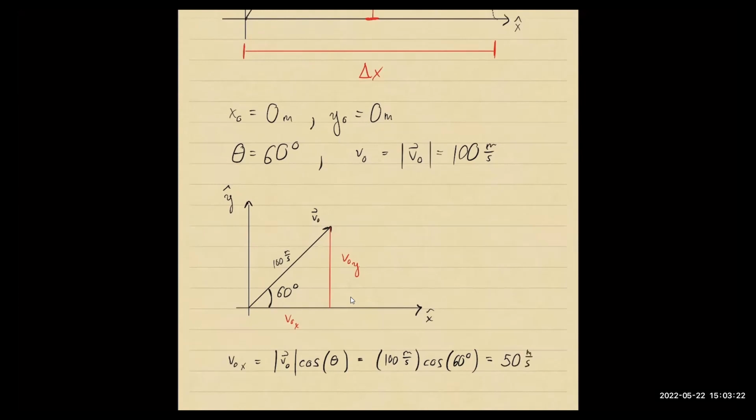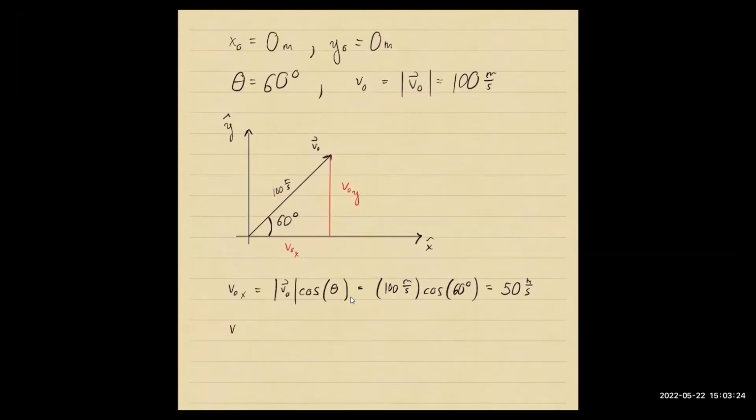50 meters per second. And the y component for our initial velocity vector is the magnitude of the initial velocity vector times sine of 60 degrees, or sine of theta. So it's going to be 100 meters per second times sine of 60 degrees, and that's going to be equal to roughly 87 meters per second. Very good.